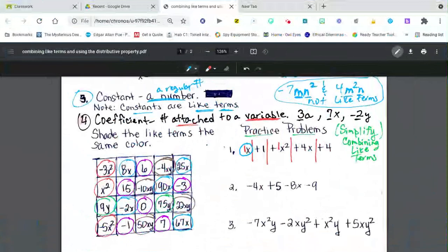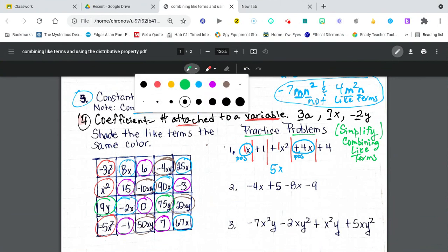Okay, 1x is like 4x. Now you have to apply your integer rules on these. So 1 is positive and +4 is positive. Those are the same, so you just add. So if I put 1x with 4x, I get 5x.